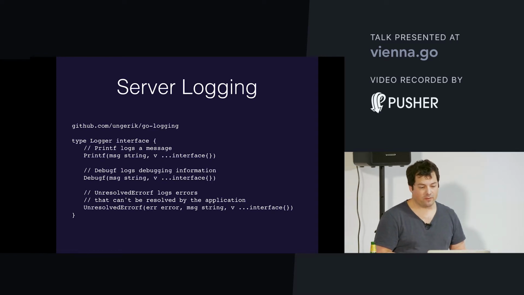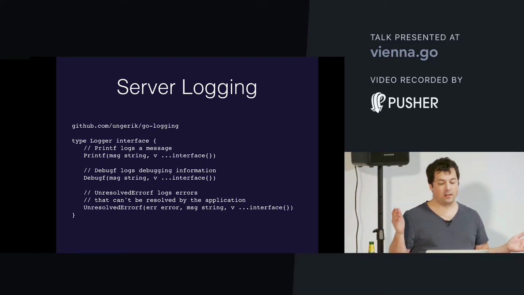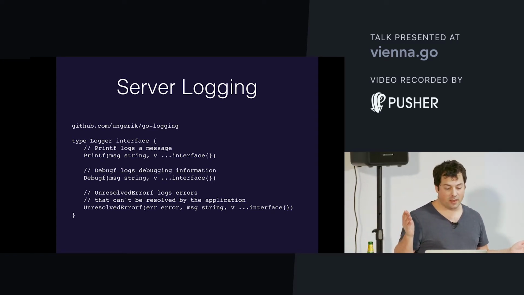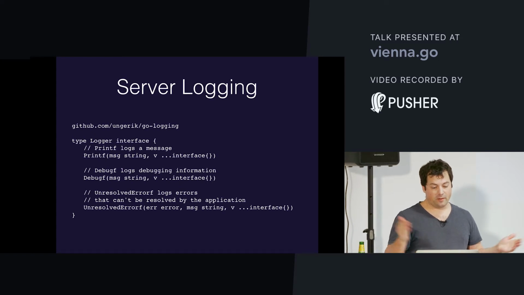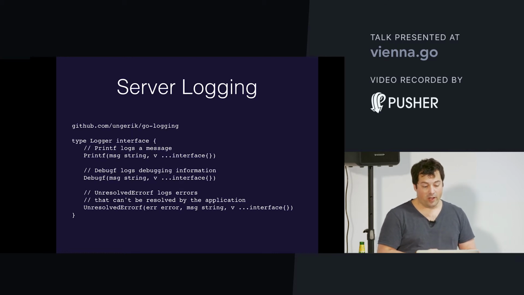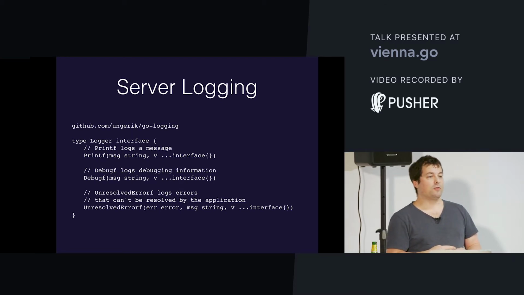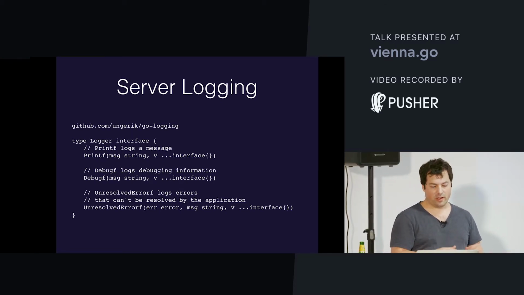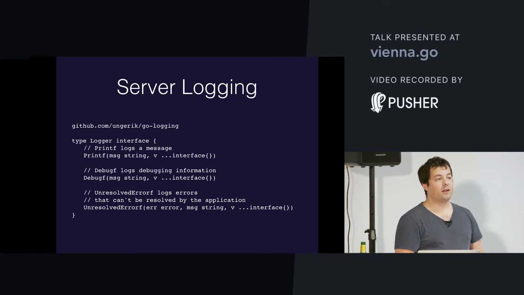So basically, we have a logger which is an interface with three methods. We have printf, which prints log messages. We have debugf, which outputs debug output, and that's something you're just using for development. And then we have unresolved error.